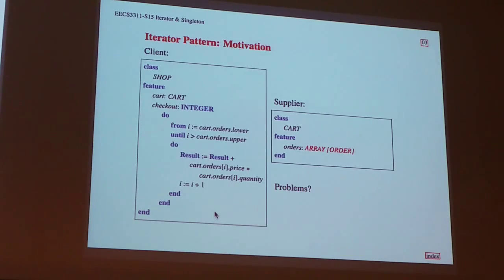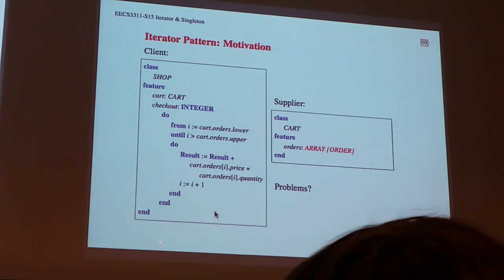Here we have a shop class and a cart class. Apparently shop is a client of the cart, because the shop has a cart of type cart. To check out, we simply want to return the total price, calculated on the basis of what orders you have in the current cart. Because we have a cart and orders, which is defined to be an array of orders here.